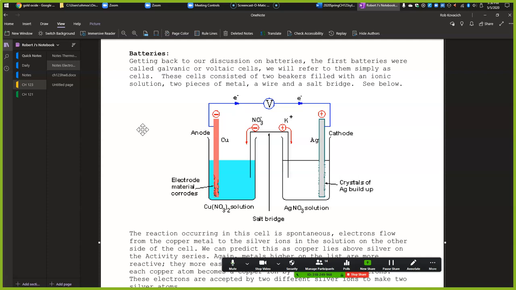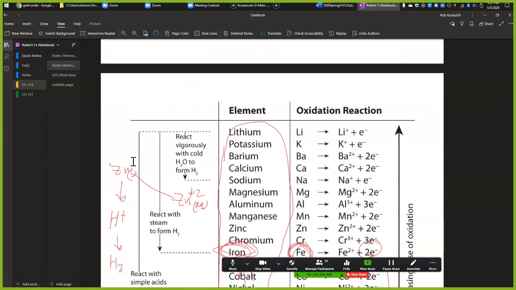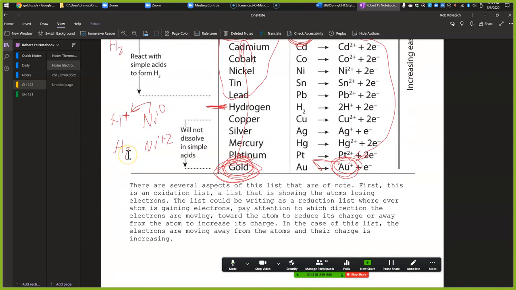It doesn't really matter. So on the left, I've got a bar of solid copper, and that's going to be called the anode because it's going to be connected to a bar of solid silver, and that's going to be called the cathode. The anode is where the electrons come from, and the cathode is where the electrons are going to. So why is the copper the place where the electrons are coming from?